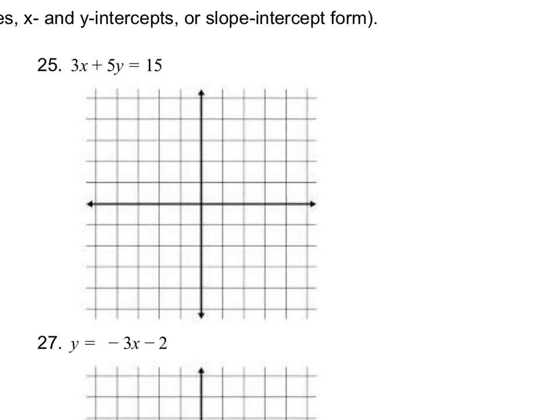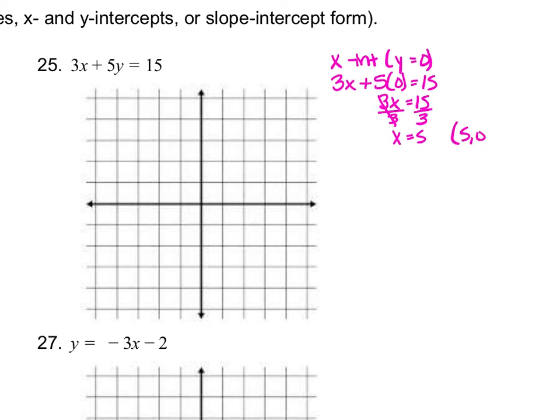Number 25, I'm going to use the x and y intercepts again because it's not in y equals. So I'm going to plug in 3x plus 5y equal 15, but we're going to use 0 for y. So we have 3x plus 5 times 0, which is just 0. So 3x equal 15. Divide both sides by 3, and x is 5. So we get 5, 0. I'll go ahead and plot that point.